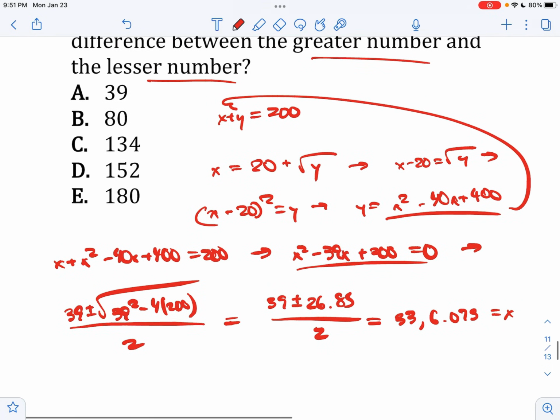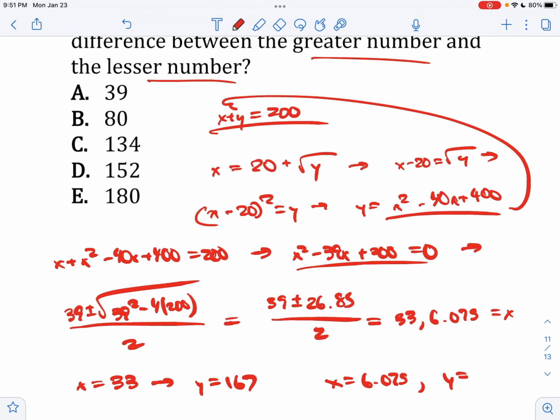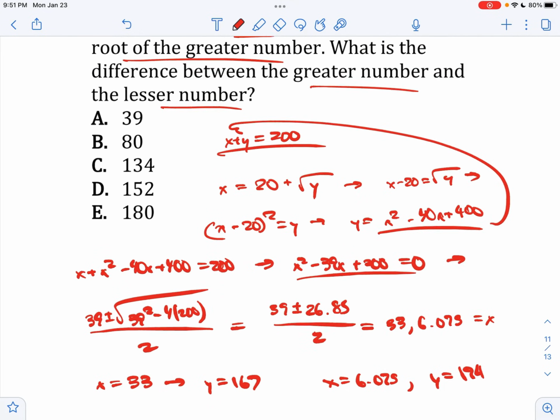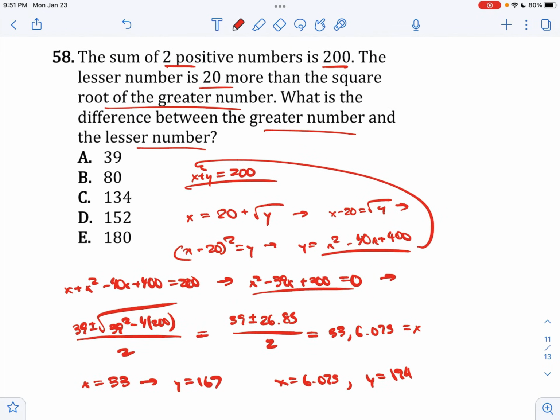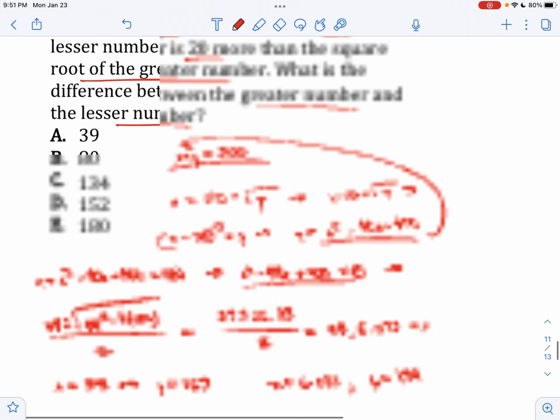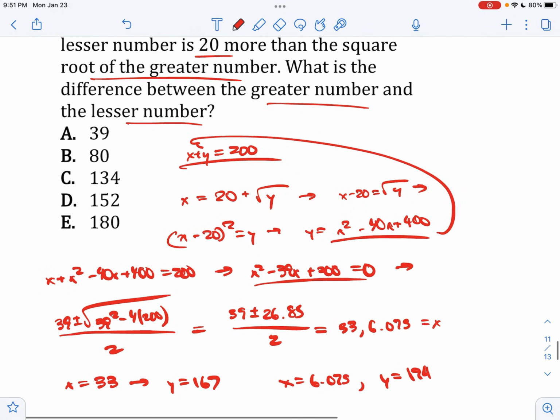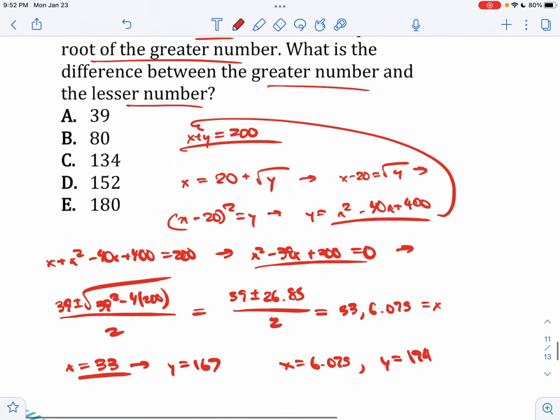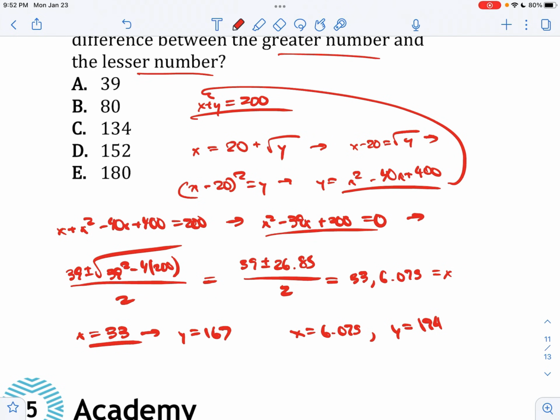Okay, so these are both going to be equal to x. If x is equal to 33, that means that y is equal to 167. If x is equal to 6.075, that means that y is equal to, based on this equation, 194. Okay, and the lesser number is 20 more than the square root of the greater number. 20 more. What's the square root of the greater number? 167 to the 0.5. That's basically 13. So this one works. This one does not meet the condition.